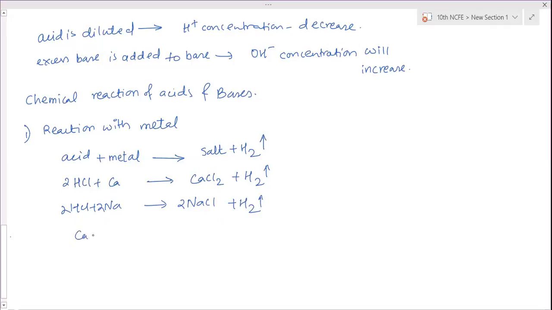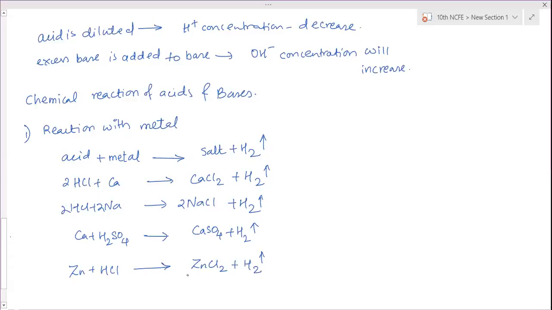Then calcium plus sulfuric acid will produce, what will it form? Calcium sulfate plus hydrogen gas. Then zinc plus hydrochloric acid. It will form zinc chloride, sorry, not sulfate, zinc chloride, and hydrogen gas is formed. This is with dilute acids.